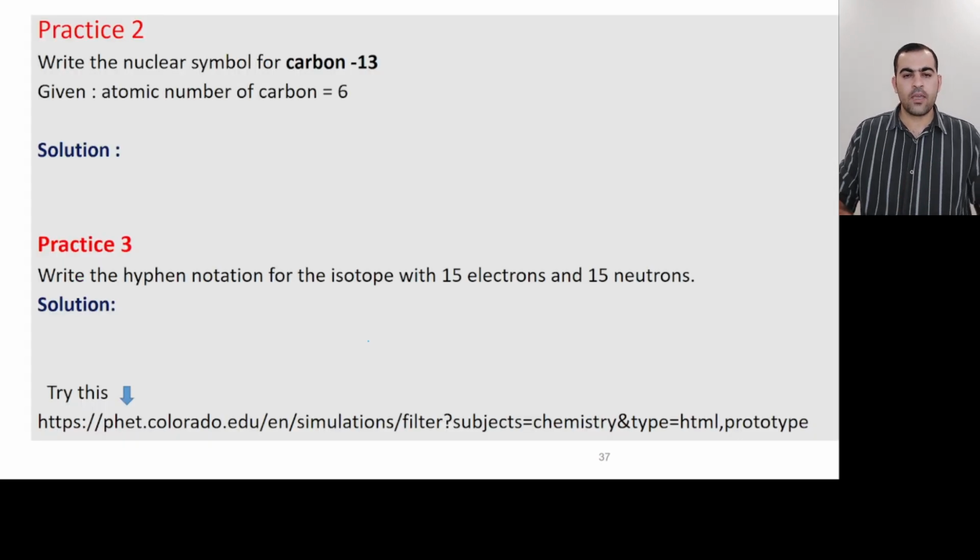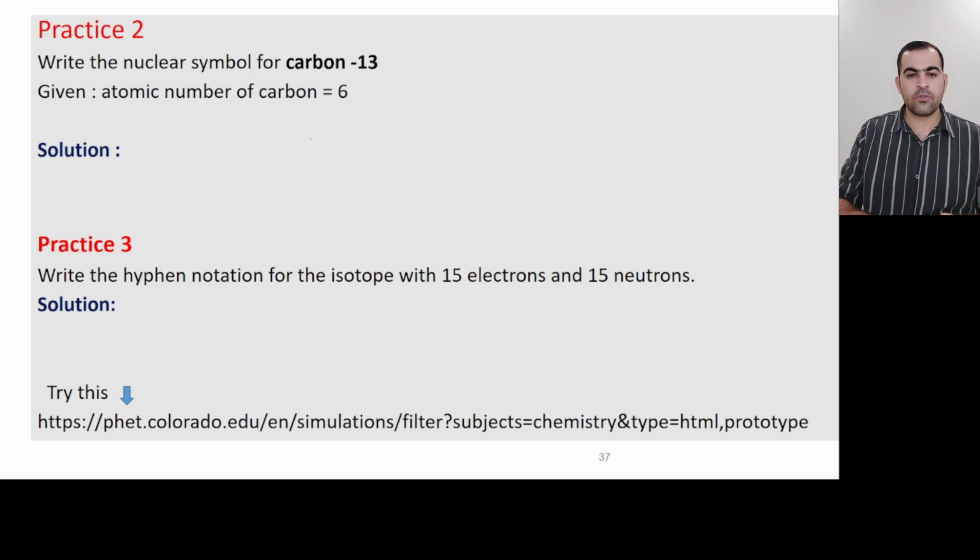Here is how we can write the nuclear symbol for carbon 13. I give you the atomic number in the exam.